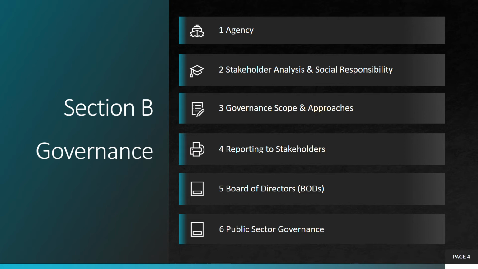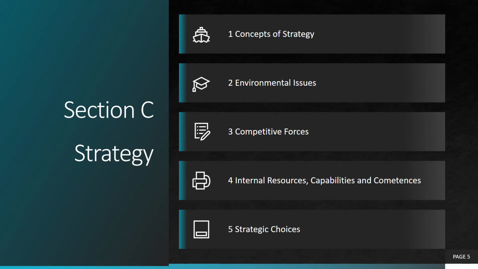Next, let's go to the next section, which is section C, about strategy. Yes, you have to know what strategy to apply in a business. You have to know the concepts of strategy. Second, environmental issues.